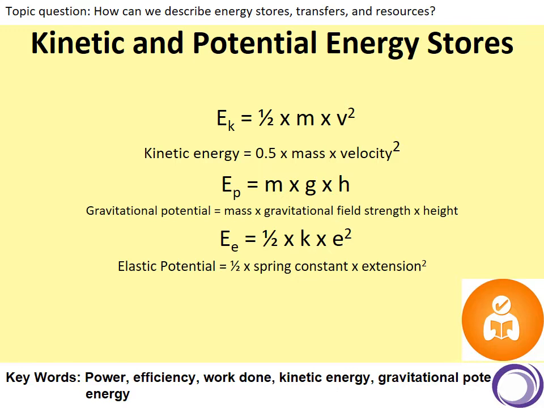So the first equation is your kinetic energy is a half times your mass times your velocity squared. The second equation is your gravitational potential energy is equal to your mass times your gravitational field strength times your height. And the last one is your elastic potential energy is half times your spring constant times your extension squared.